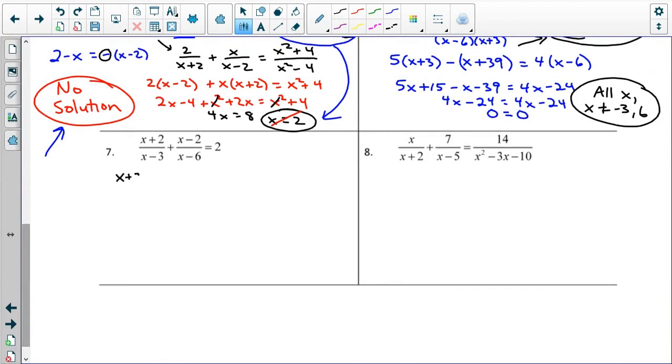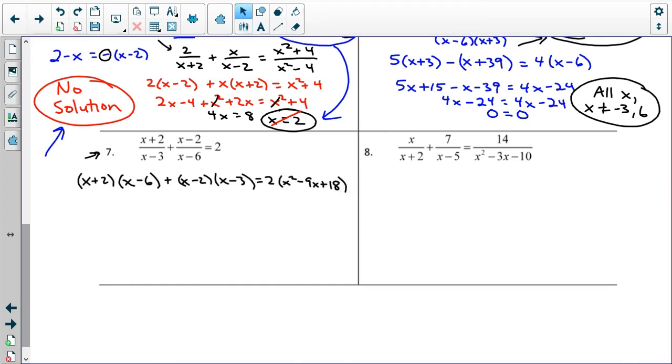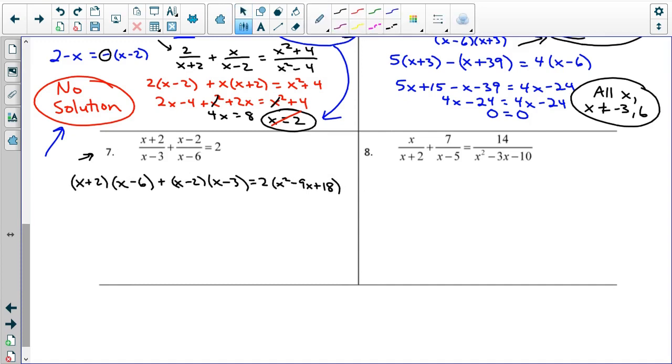Number 7, x plus 2 times x minus 6. So x minus 6 is missing from the first one. Plus x minus 2 times x minus 3, that's what's missing from the second one, is equal to 2 times both things are missing. That's x squared minus 9x plus 18. I just ended up multiplying that out to make this a little quicker. So I have x squared minus 4x minus 12 plus x squared minus 5x plus 6 equals 2x squared minus 18x plus 36.